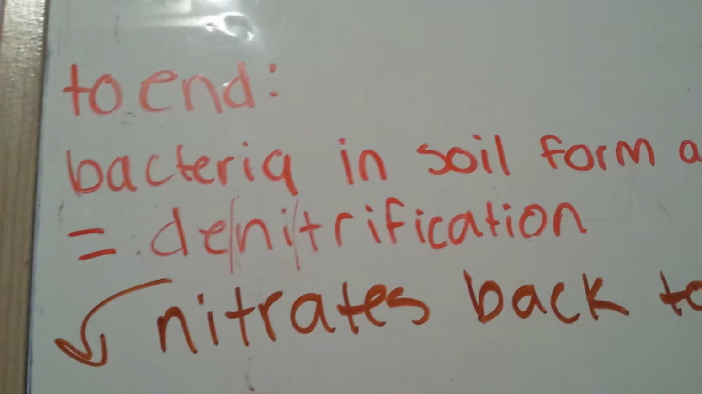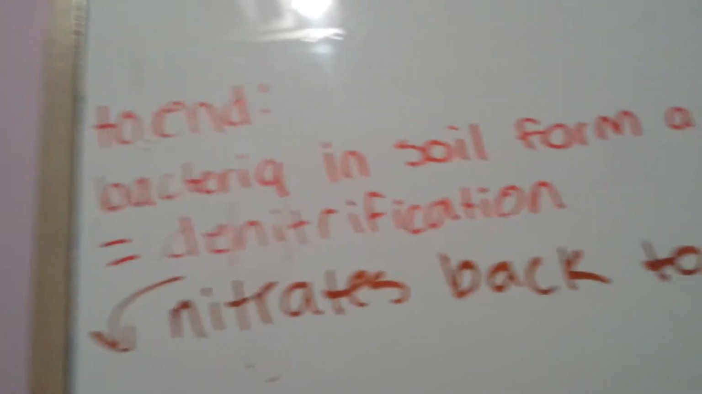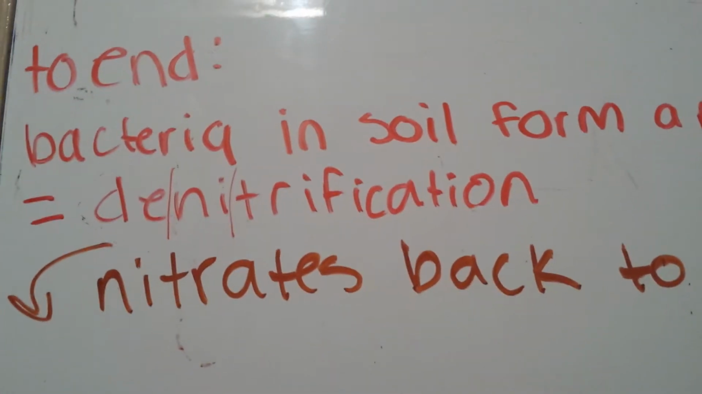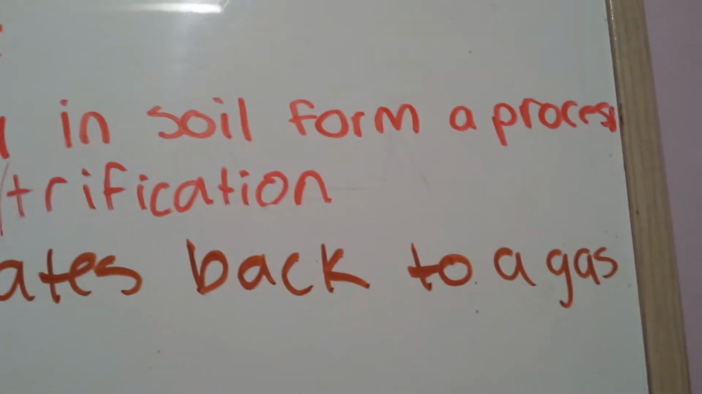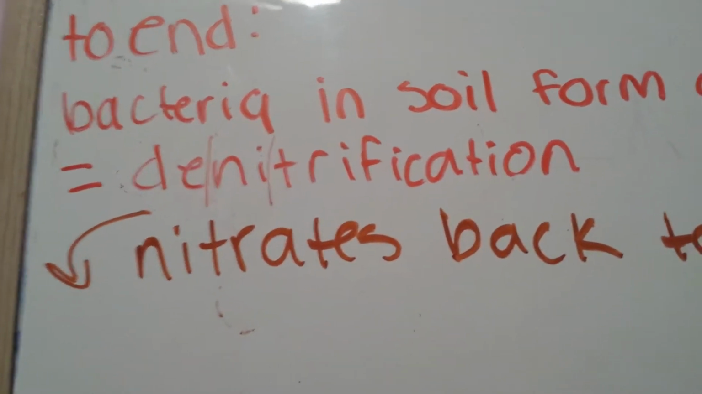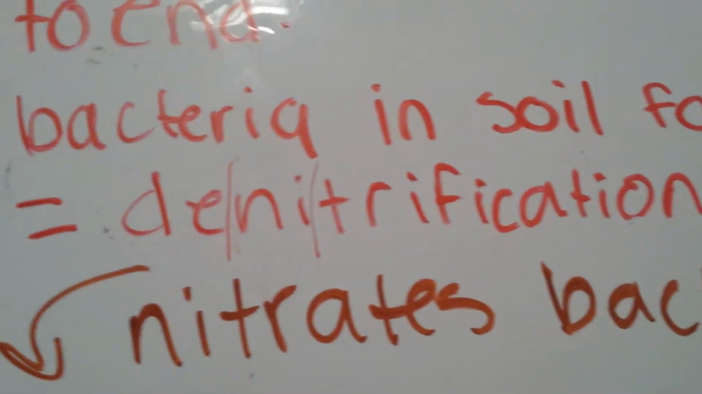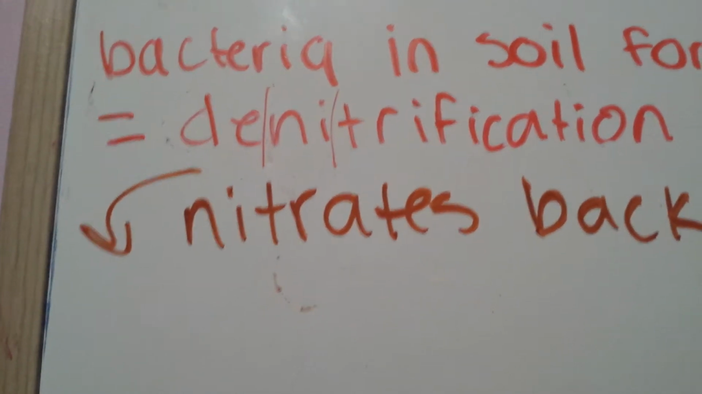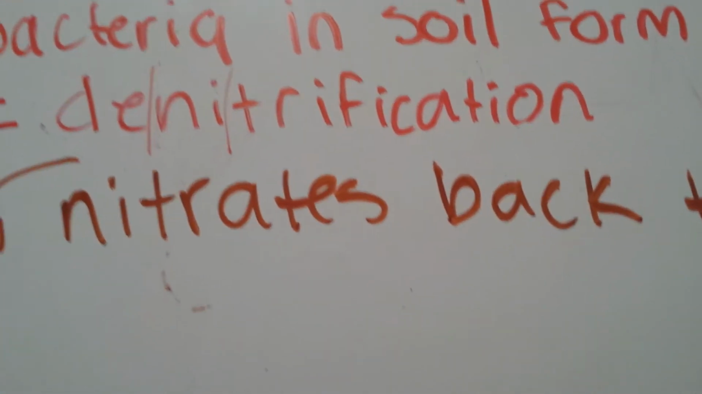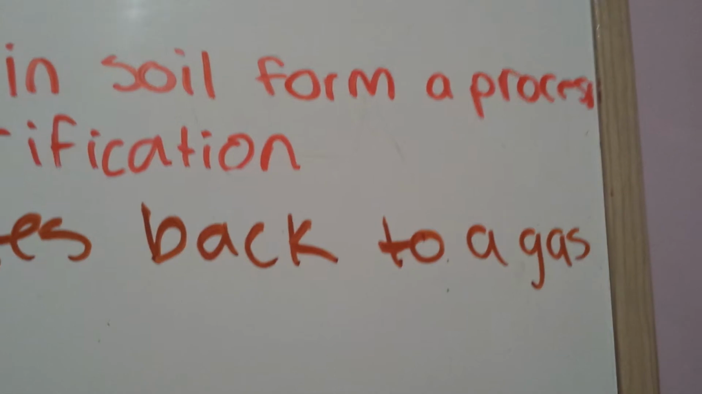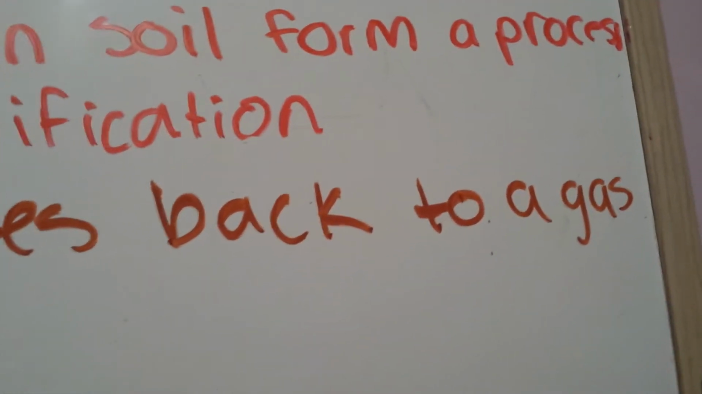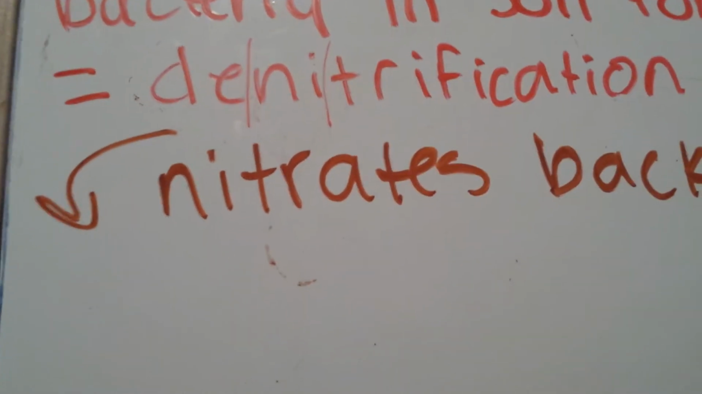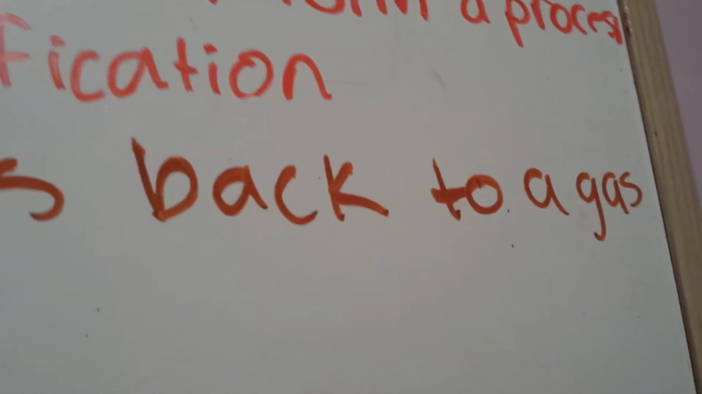So basically, to end this whole video, the last or close to last step is that other bacteria in the soil now form a process called denitrification. Denitrification is where nitrates go back to nitrogen gas. So now it's going from these little light nitrates back to a gas.